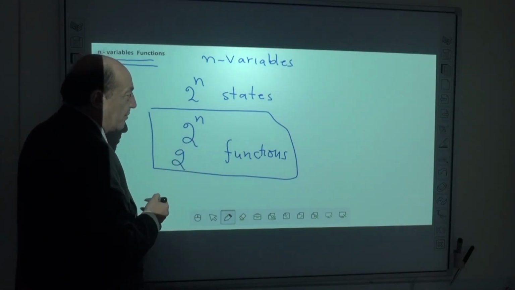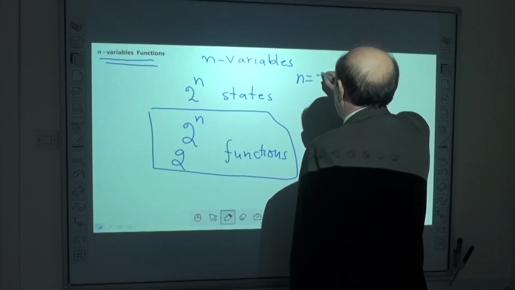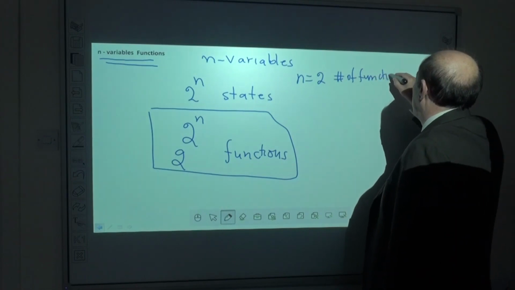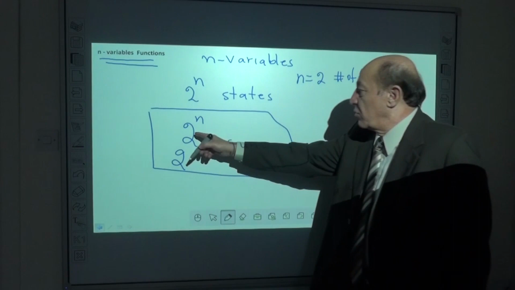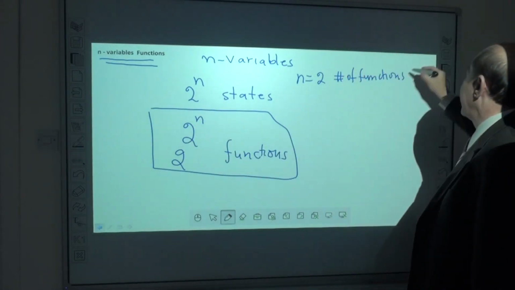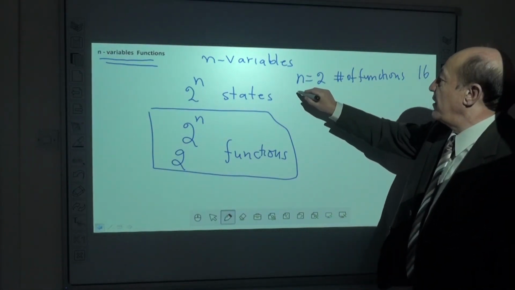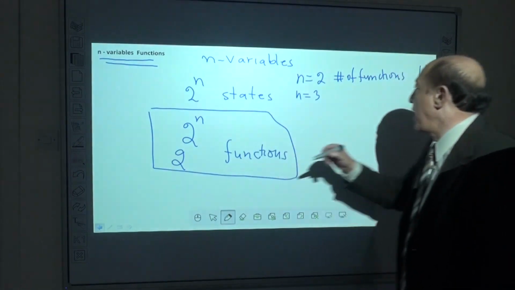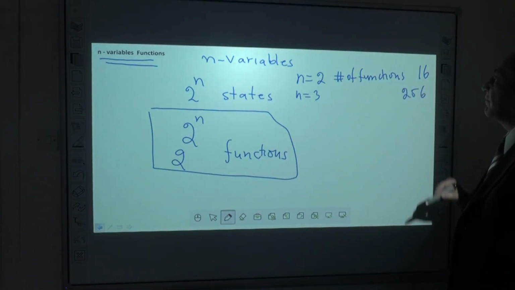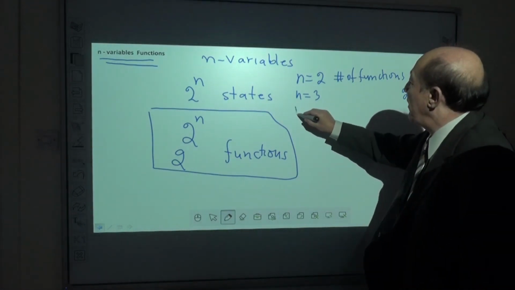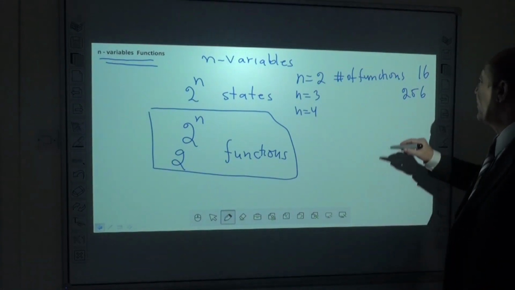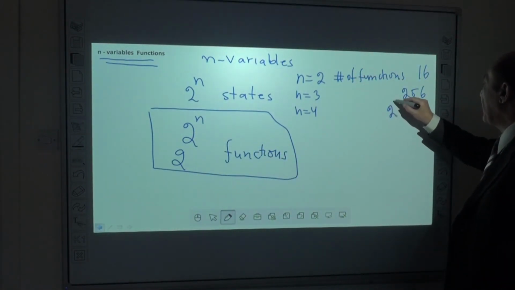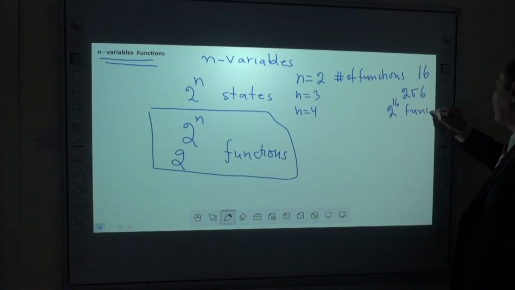For example, if n equals 2, then the number of functions equals 2 to the power 2, which is 4, 2 to the power 4, 16. If n equals 3, we have 2 to the power 3, 8, 2 to the power 8, then we have 256 different functions. If n equals 4, then we have 2 to the power 4, 16, 2 to the power 16 different functions.